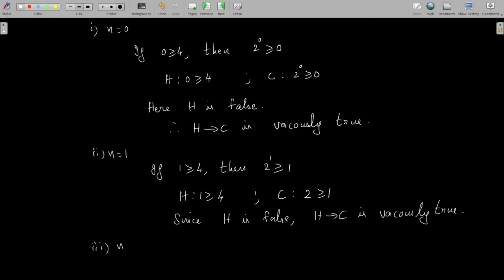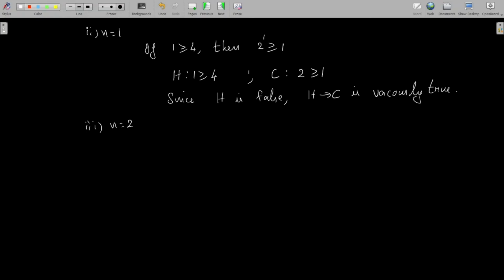Now the third case, n equal to 2. The proposition becomes: if 2 greater than or equal to 4, then 2 raised to 2 greater than or equal to 2 square, that is 4. Here also the hypothesis is 2 greater than or equal to 4 and the conclusion is 2 square greater than or equal to 4. Here also H is false. Therefore the result H implies C is vacuously true.